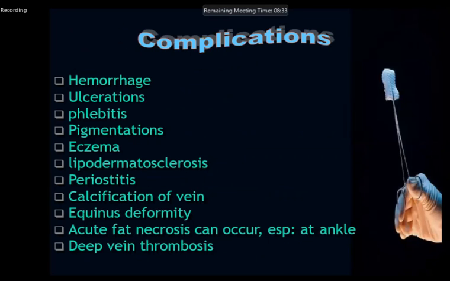Okay, now come to the complications of varicose veins. It can lead to bleeding or hemorrhage. Usually in the wards you have seen many cases who have venous ulcers. So ulceration is one of the main complications of varicose veins. Phlebitis, pigmentation. This extra pigmentation is usually caused by hemosiderin deposition. Eczema, which is a dermatitis.